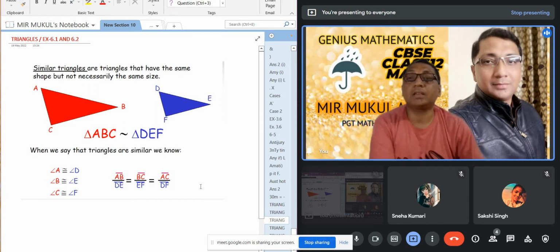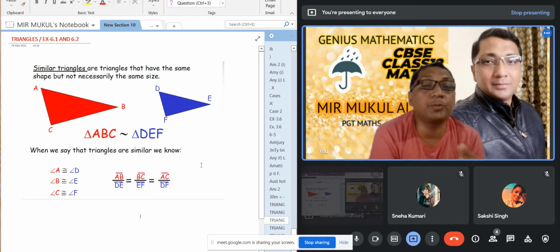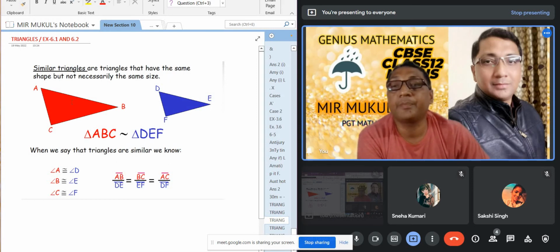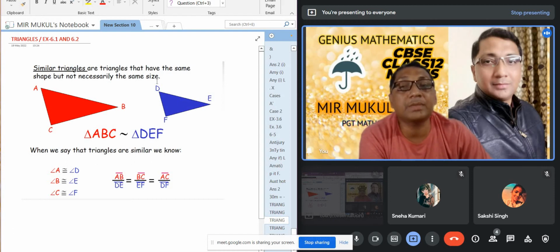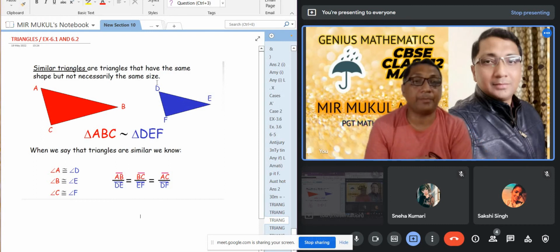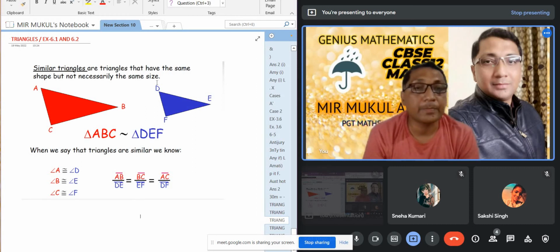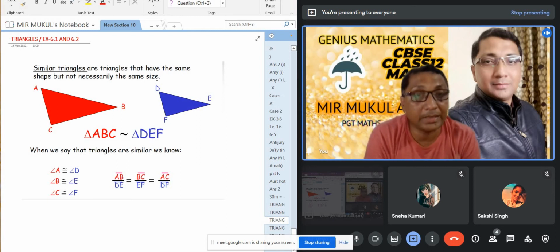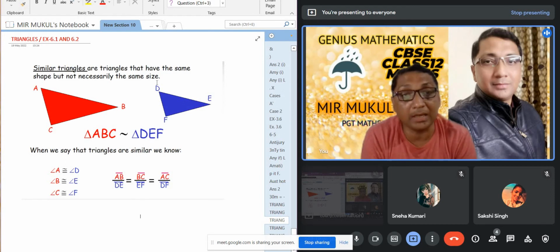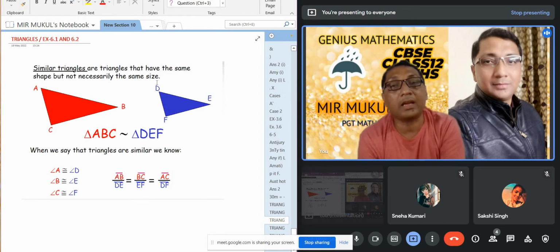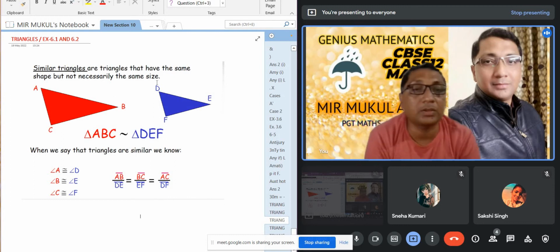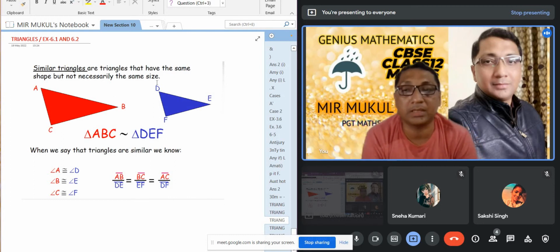So what is the definition of similar? If two triangles are similar, then what can we say? Similar triangles are triangles that have the same shape but not necessarily the same size. The shape will be the same, but it is not essential that their sides will be the same. Got the meaning of these two words? Same shape but not the same size. If you keep one triangle on another triangle, they will not coincide with each other.